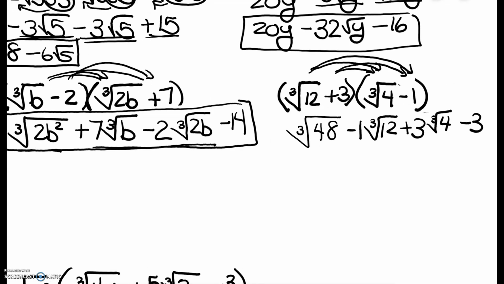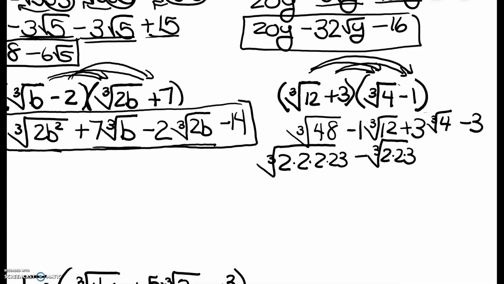All right, so let's see if we can reduce. 48 is 2 times 24. 24 is 2 times 12. 12 is 2 times 6, and 6 is 2 times 3. All right, so how do I reduce 12? 12 is 2 times 6, and 6 is 2 times 3.